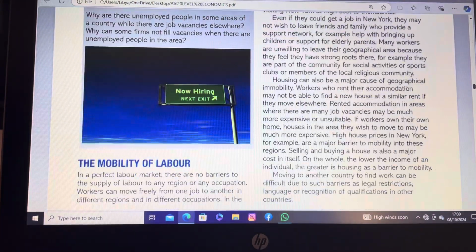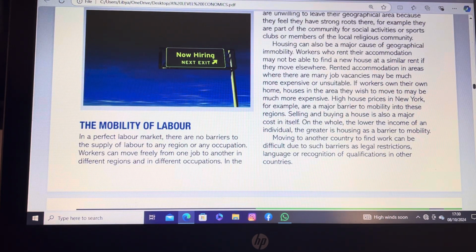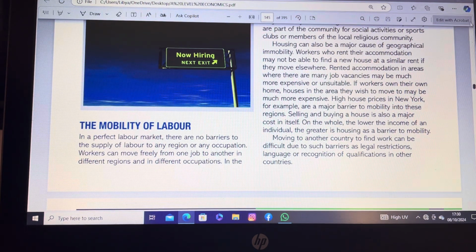Of course, mobility of labor is the ability for labor to switch from one occupation to another or from one geographical region to another. I say in a perfect labor market, there are no barriers to the supply of labor to any region or any occupation. Workers can freely move from one job to another or from different regions to different regions. So it means there is occupational mobility of labor and there is geographical mobility of labor.